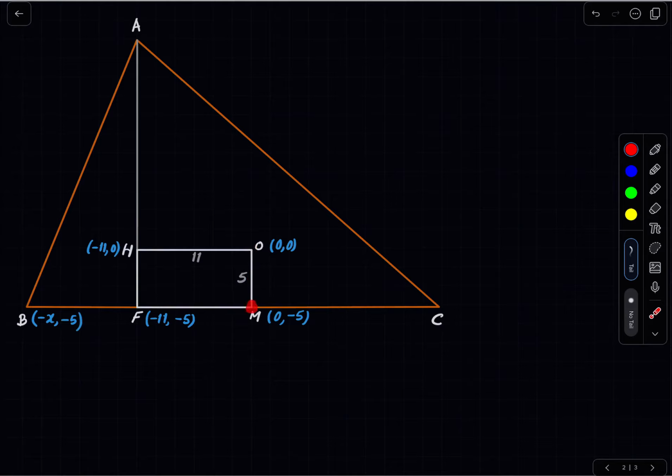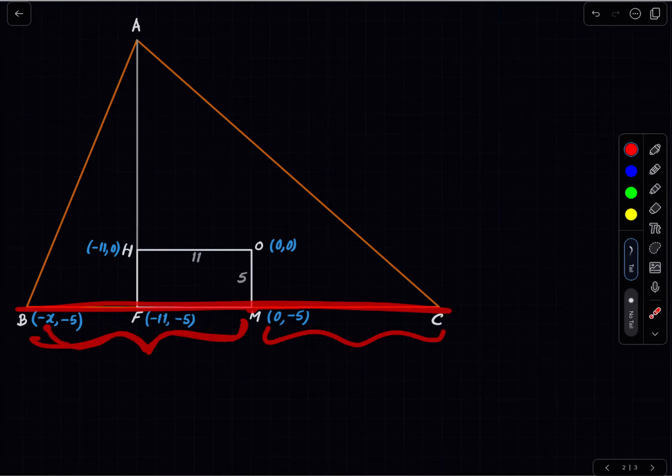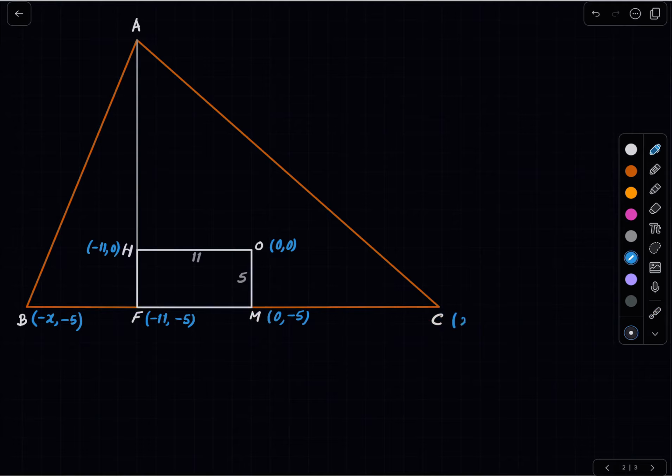Now, since M is the midpoint of BC, this length and that length are the same. This length is x, so that length will also be x. So the coordinates of C are x, minus 5. Okay. And lastly, what are the coordinates of A? It's minus 11, something. We don't know this something, so let's call that y. So this is minus 11, y. Fine, so these are the coordinates, and now we can use the data given in the problem. First, we will use the fact that H is the orthocenter.